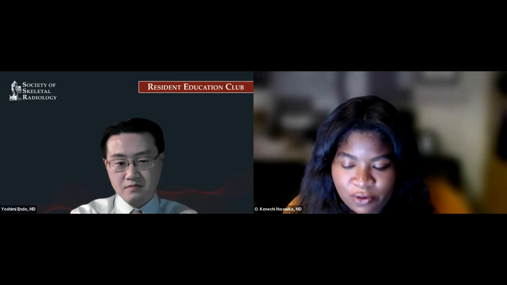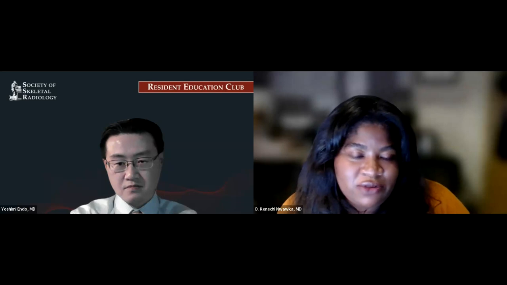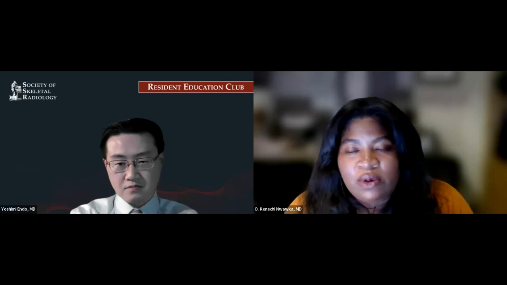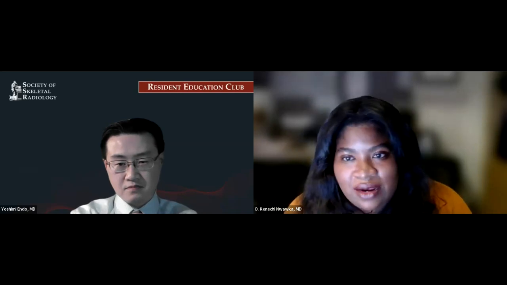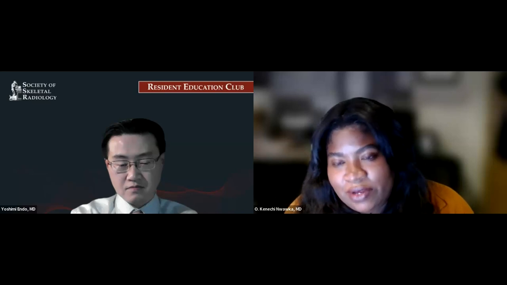Yoshimi also mentioned in his lecture that it's really important to know the uses, but also the limitations of ultrasound when it comes to diagnosing musculoskeletal conditions. Musculoskeletal ultrasound is great for specific questions. Is this tendon torn, and where is the tendon stump? Is there scarring around the tendon? Is this muscle herniating?